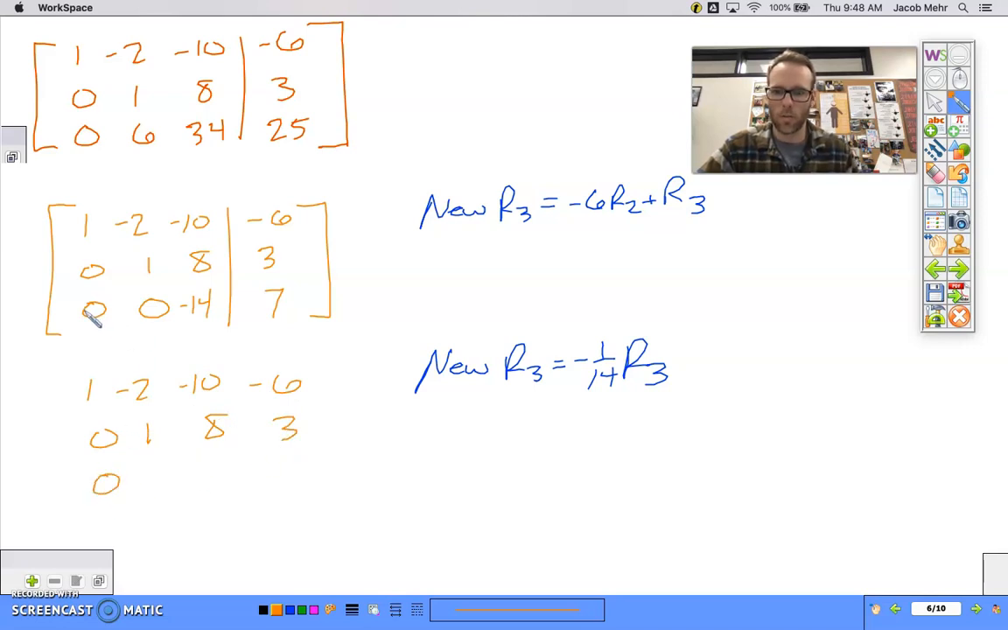Zero times negative 1/14 is 0. 0 times negative 1/14 is 0. Negative 14 times negative 1/14 is 1. 7 times negative 1/14 is negative 1/2. And there we go. We've got it into row echelon form.